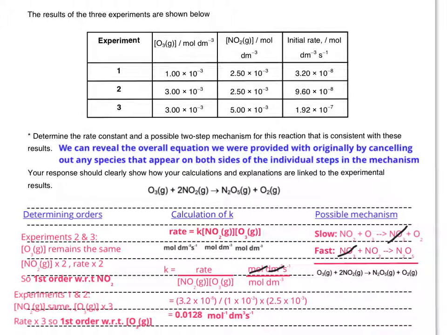So if we cancel out NO3, which appears on both sides of the individual steps in the mechanism, so it's produced in the first slow step but then used up in the fast step, that leaves us with two NO2s, an O3, an N2O5 and an O2, which is the equation we were provided with at the start.